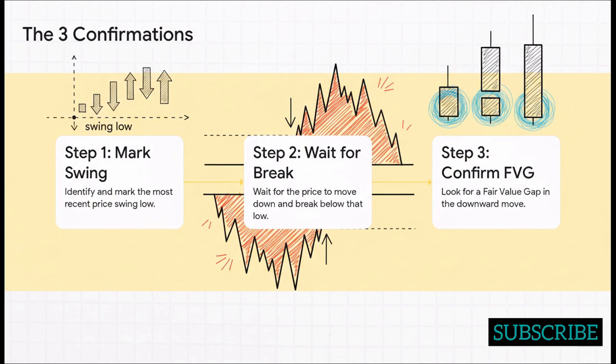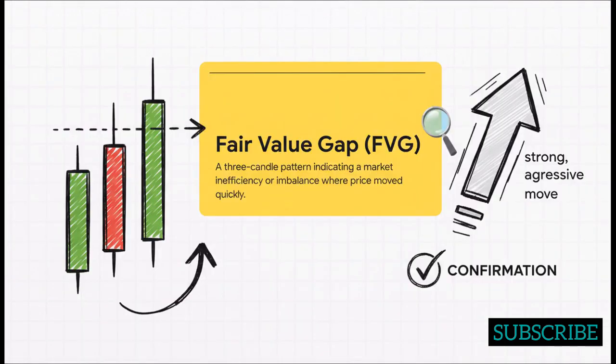And we're not talking about a little poke below it. We need to see a clear, confident break. This is the market telling us, yep, the sellers are starting to take charge. And that brings us to step three. As the price is breaking down through that swing low, we are hunting for one final piece of the puzzle. We need to see something that tells us the move down wasn't just weak or indecisive, but that it was strong and aggressive. And that final piece of evidence is called a fair value gap, or FVG for short.